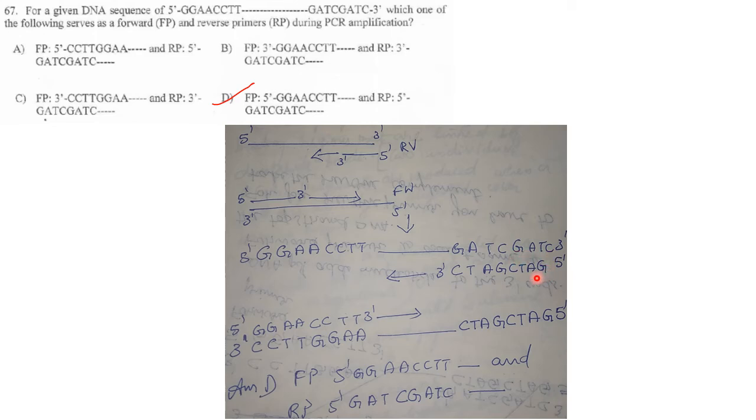Okay, so GATC, that is the reverse primer read in the 5' to 3' direction. So the answer is option D. The forward primer is GGAACCTT and the reverse primer is GATC.